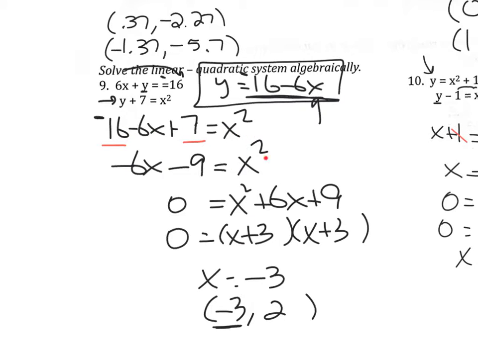Anytime you have an x squared in an equation, you need to move everything over and try to factor. So I moved everything over, factored it with 3's because 3 times 3 is 9, and 3 plus 3 is 6. Your answer is whatever makes the parentheses 0. So what would make that parentheses 0?